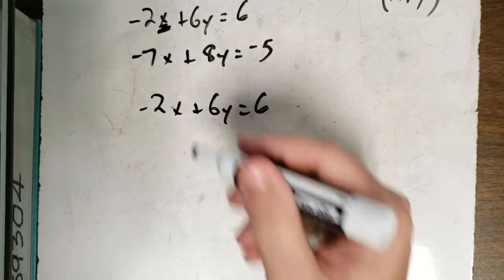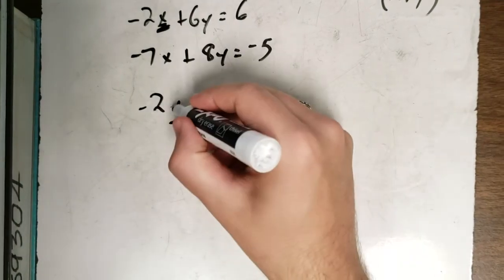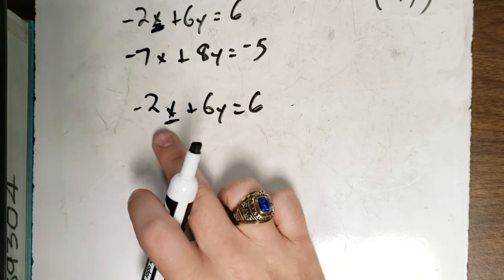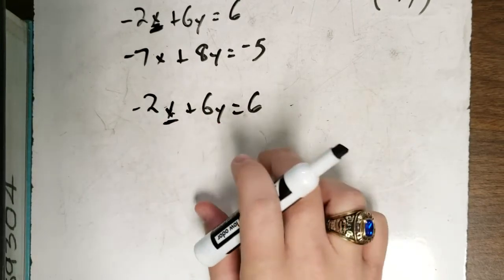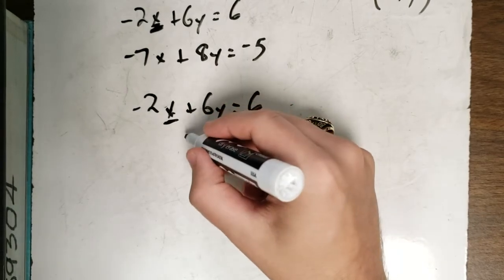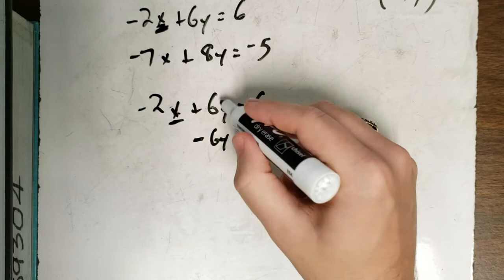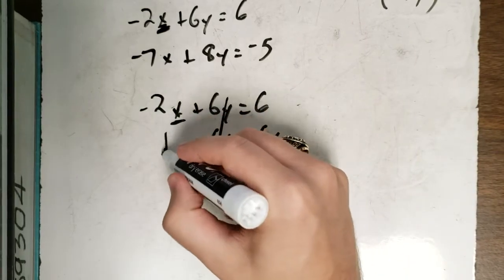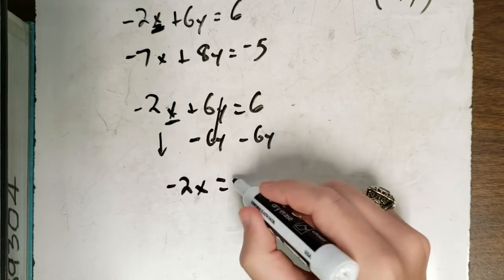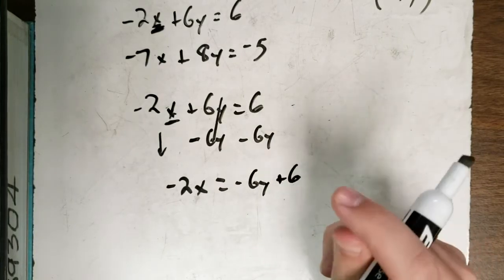Now, I'm trying to get this x by itself, okay? So what do we do first? Well, that's what we're trying to get by itself. We must move the y over here first. So it's plus 6y. Do the opposite. Minus 6y here, minus 6y here. That cancels. Bring down your negative 2x, and that equals 6. We can just rewrite this, negative 6y plus 6.